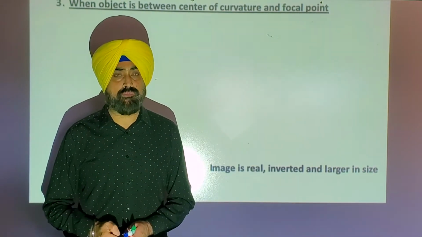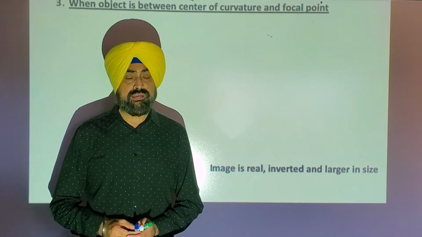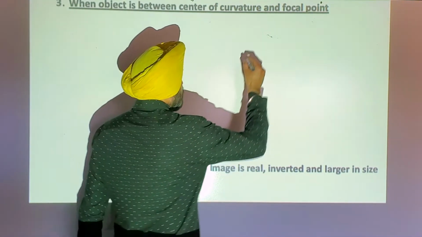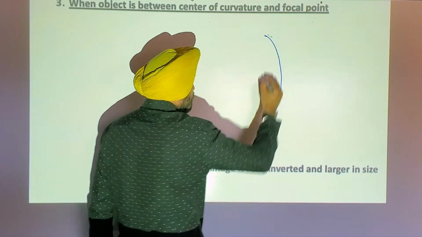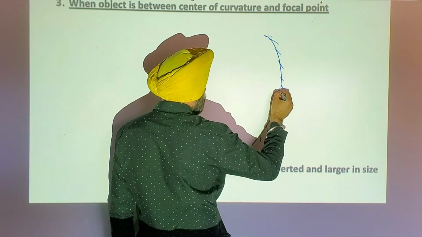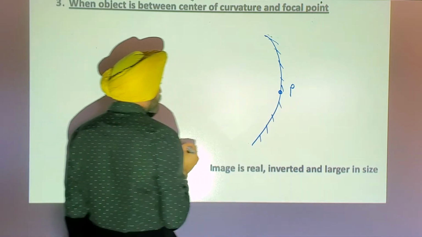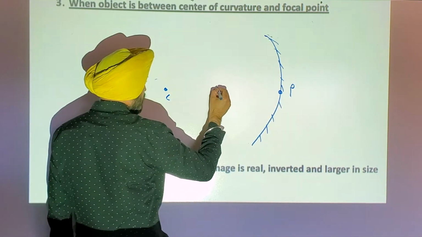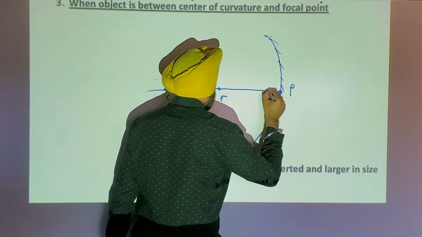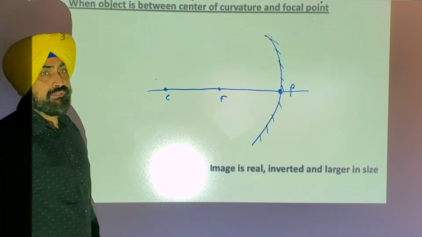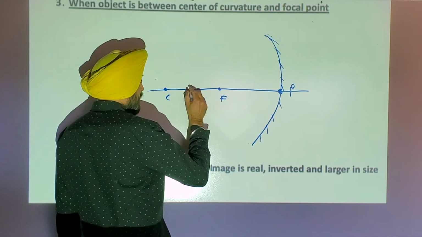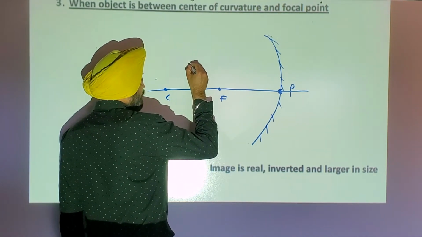Let's see, students, if the object is placed between center of curvature and the focal point in concave mirror. So this is a concave mirror. This is the pole of the mirror. This is the center of curvature. This is the focal point. And the line joining all three is called the principal axis. Now the object is placed between center of curvature and focal point. For example, let the object is here.